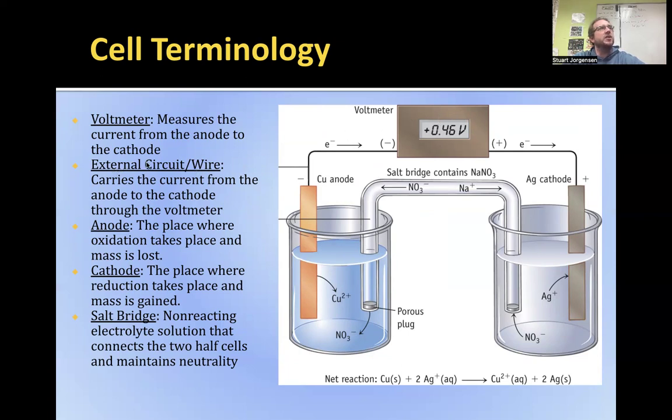We've got our external circuit, or our wire, that's going to run the electrons from the anode to what we call the cathode. And for my Faraday people, Michael Faraday was the one who coined some of those terms, anode, cathode. So your wire is what carries the electrons from one to the other. Your anode is the place where oxidation is occurring. This is where mass is lost. Your cathode is the place where the reduction is occurring. This is where the mass is gained.